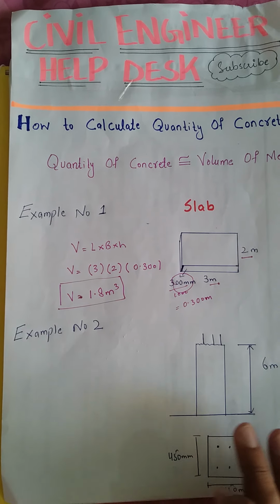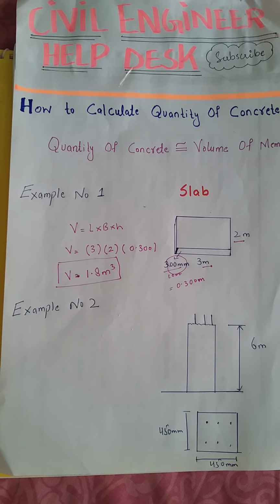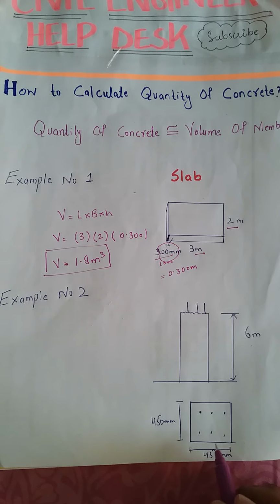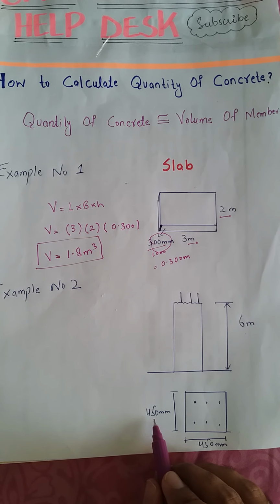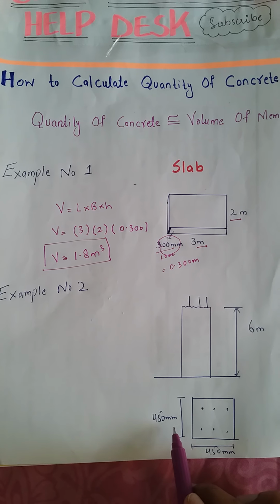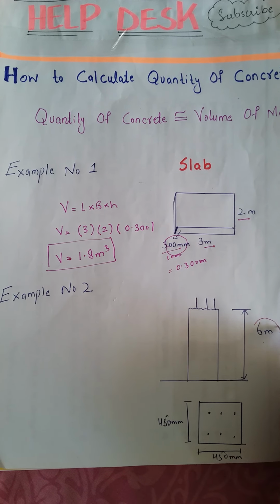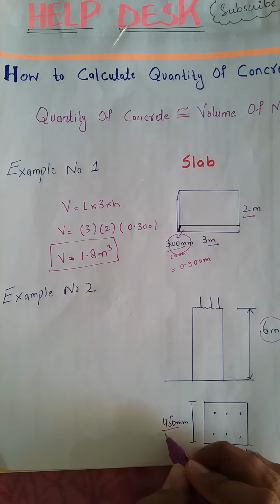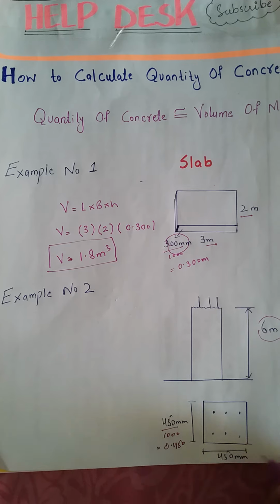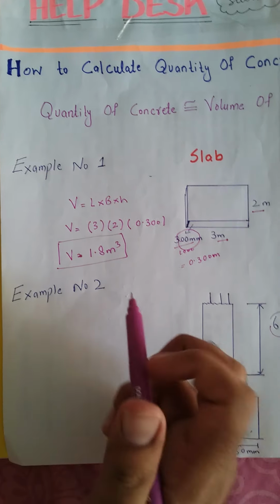Now viewers, let's move toward example number 2. Our example number 2 is a column and its height is 6 meter, and in its cross section diagram, its length and breadth is 450 mm. First of all, we will convert this millimeter into meter, because the other unit is meter. So dividing by 1000, it will come 0.450. So it means length and breadth is 0.450 and height is 6 meter.